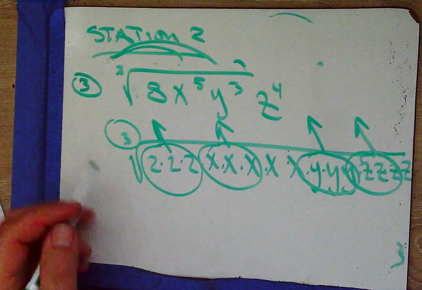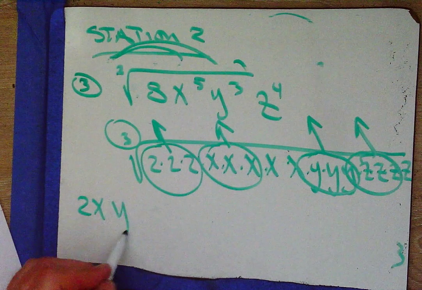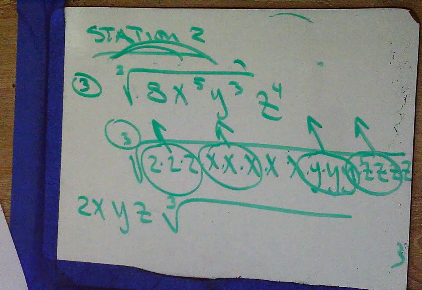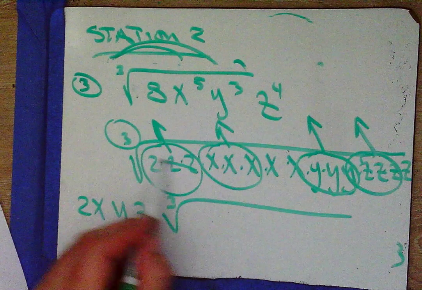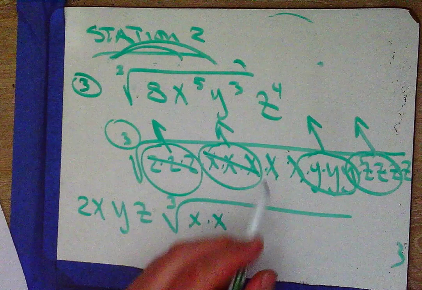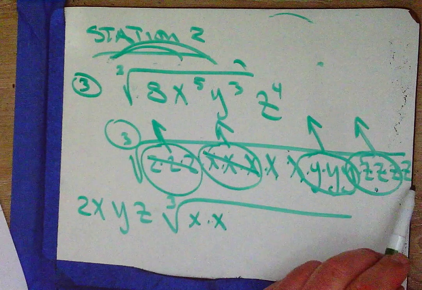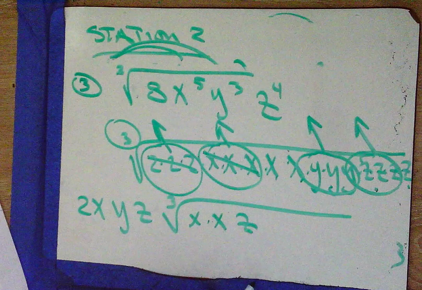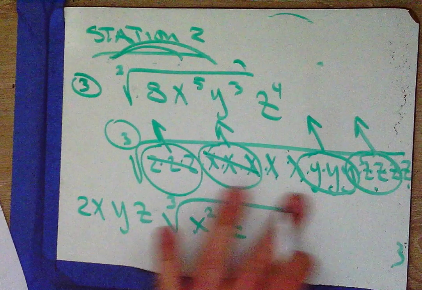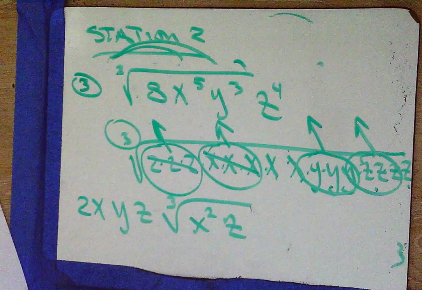Okay, so what am I taking out? A 2, an x, a y, and a z. Who's left over in this cube root? Well, I took out all of them. Oh, I still have this x times x. And I took out all of that, and I still have a z. And so I would write x squared z here. Okay?